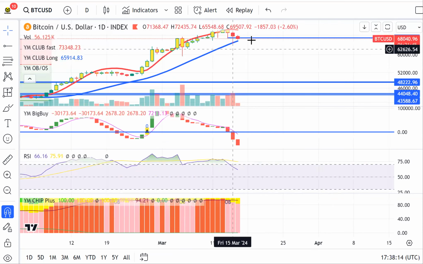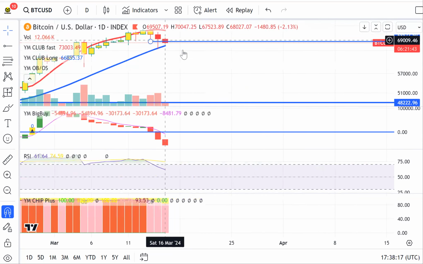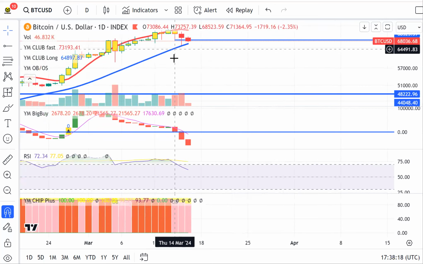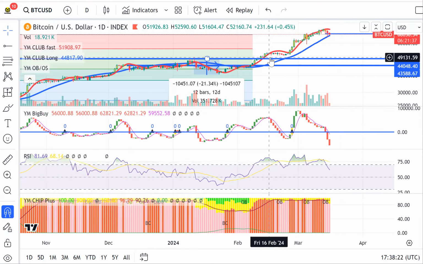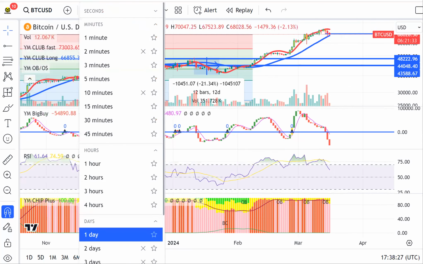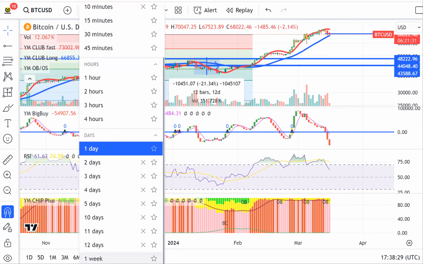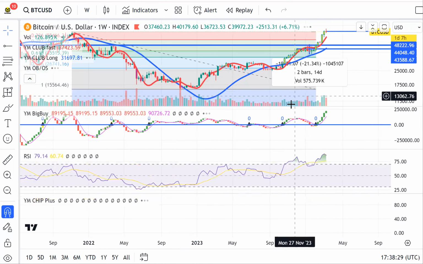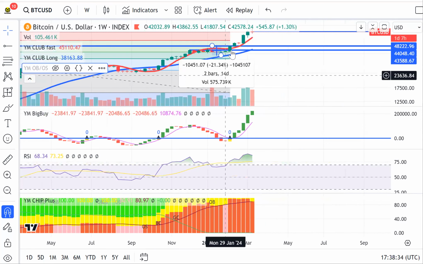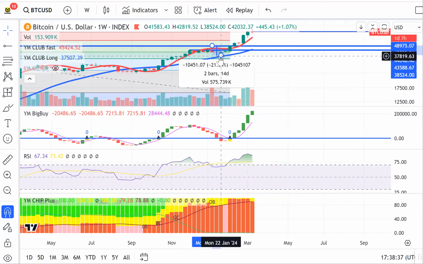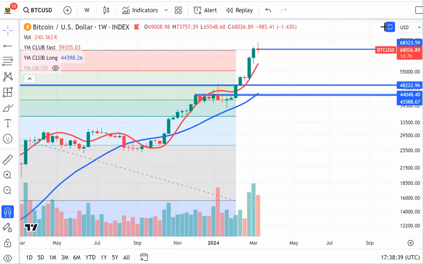So far, we don't know yet because we don't even know if they are going to stay here or not. But they should have a correction, because so far we don't have an obvious correction. If you look at the weekly chart, we have been going up crazily without a break. Let me show you what is going on here.